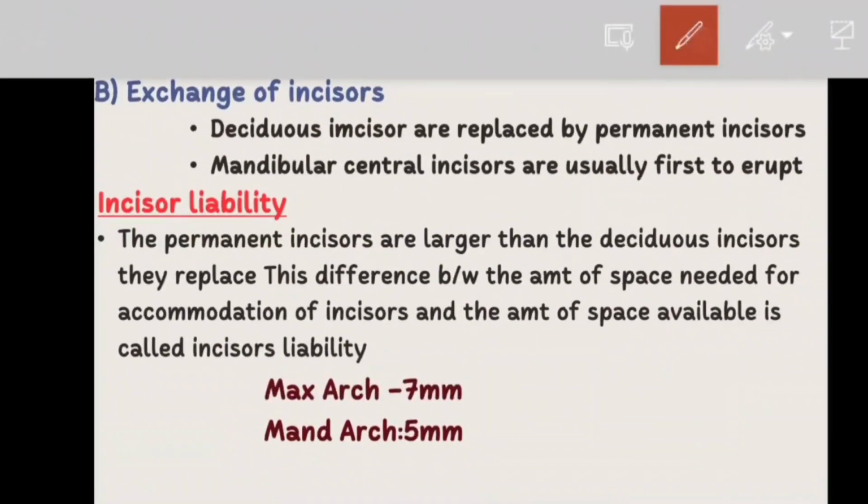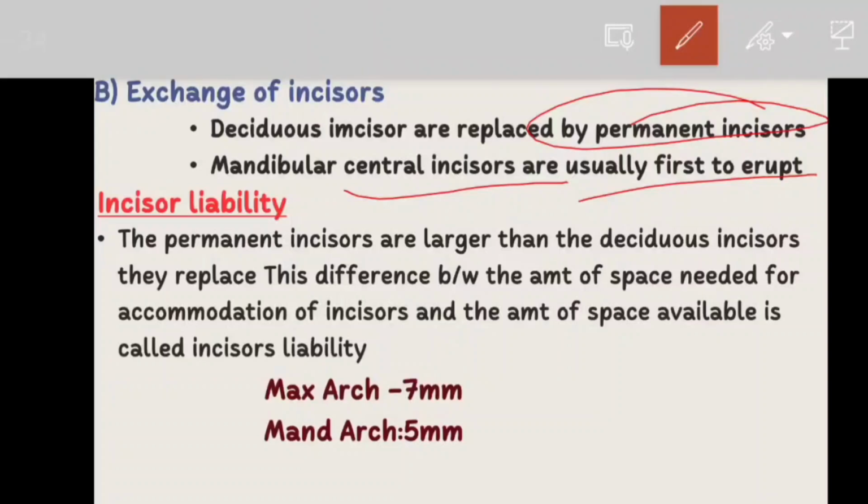Now we see the exchange of the incisors. So here the deciduous incisors are replaced by the permanent incisors. Mandibular central incisors are usually first to erupt. So, incisor liability: the permanent incisors are larger than the primary incisors, so they replace them.